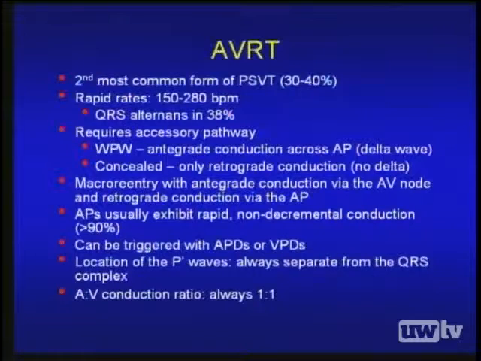It absolutely requires the presence of an accessory bypass pathway, which you're most familiar with in the term WPW, which represents antegrade conduction across an accessory pathway and gives you the classic delta wave on the 12-lead electrocardiogram. However, people can have this rhythm and not have WPW or delta waves. In that situation, it's called a concealed accessory pathway, and only retrograde conduction is apparent.